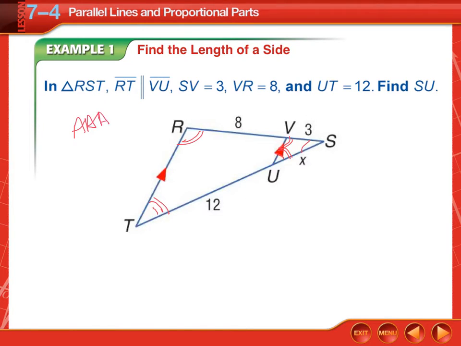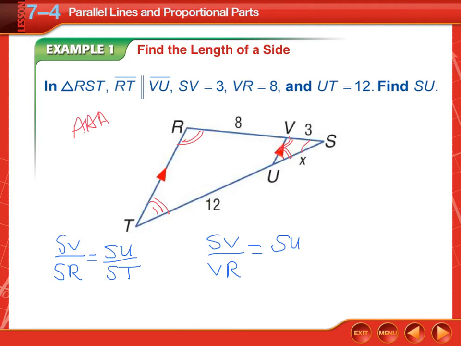We know that these pieces, these sides, are proportional, and we know that this side to the whole triangle is proportional. Since we know these pieces, we could always set up the full side lengths here. We could say that SV is that whole side, SR, as SU is to the whole side, ST, and we could substitute and solve. But we also now know that SV is proportional to this segment, VR, as SU is to UT. And I'll let you substitute and solve.